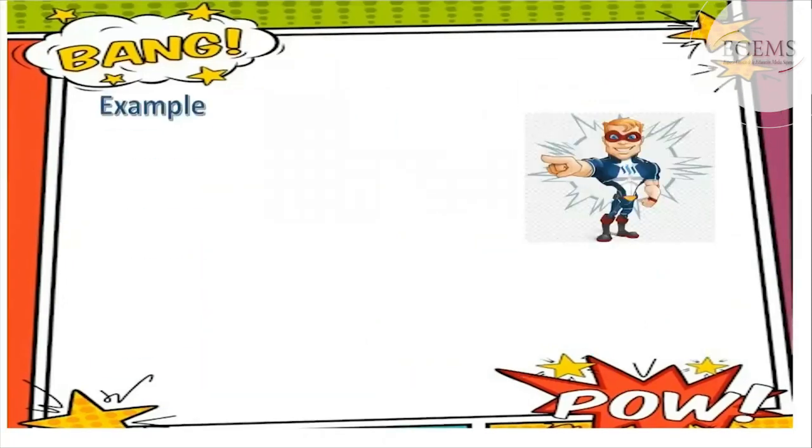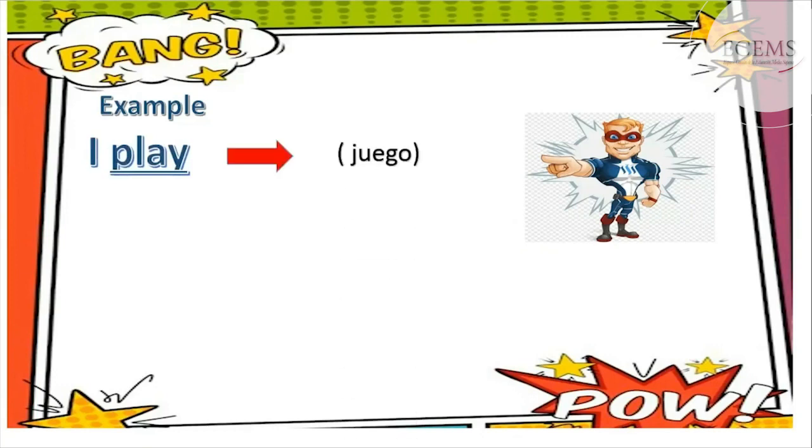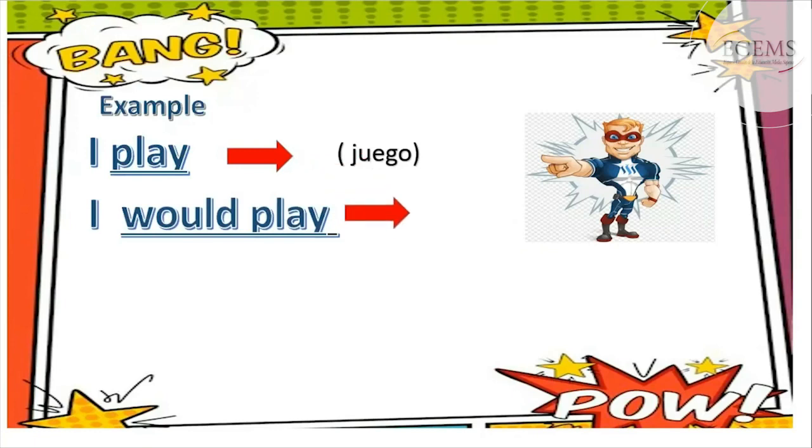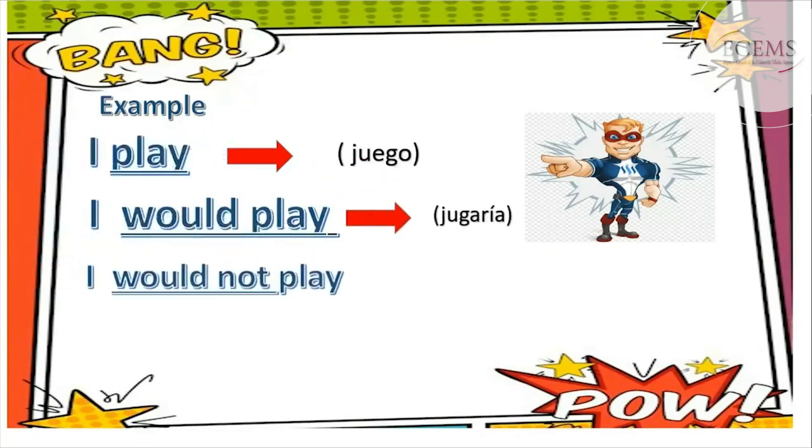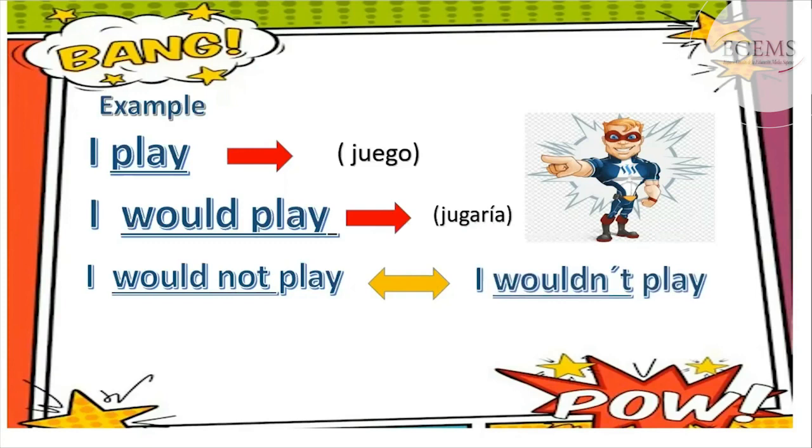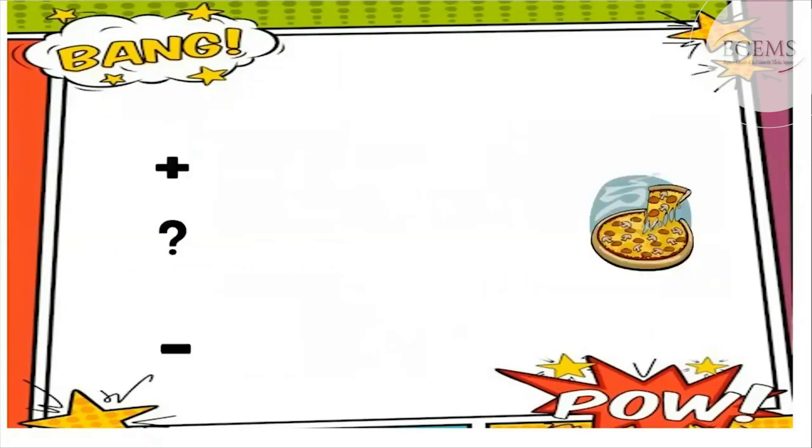Let's look at the following examples. I play in the simple form. I would play. I would not play in the negative form. Or I wouldn't play, using a contraction. And remember to use apostrophe D for conversational purposes.